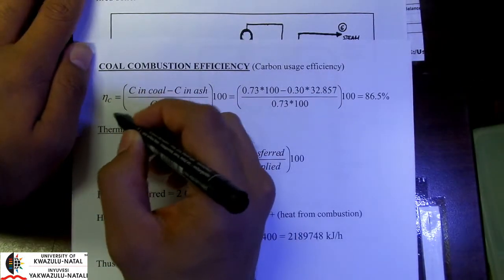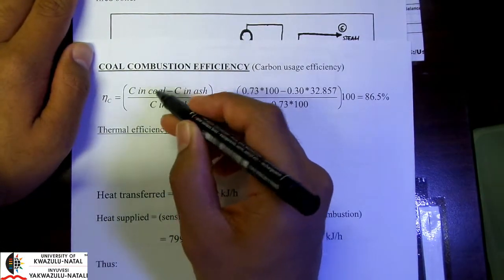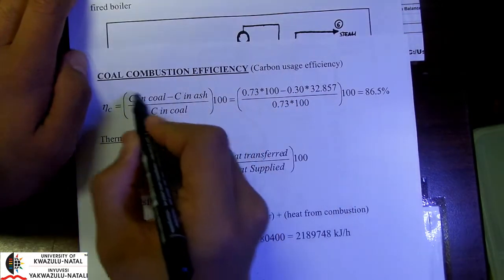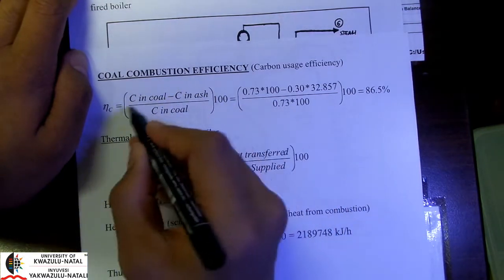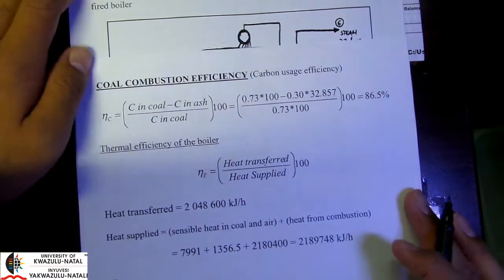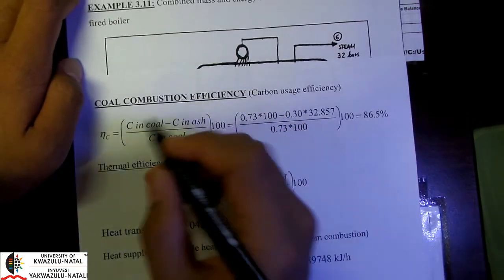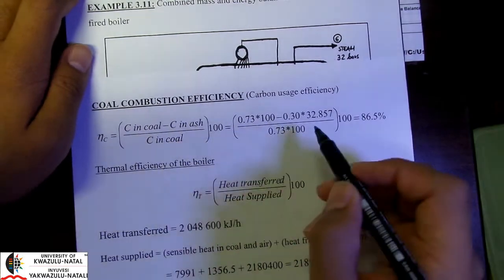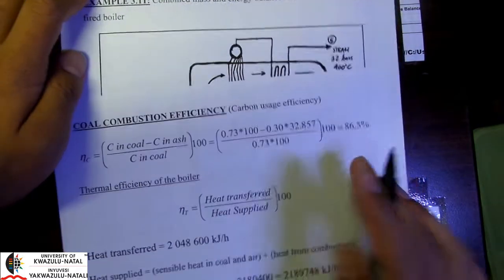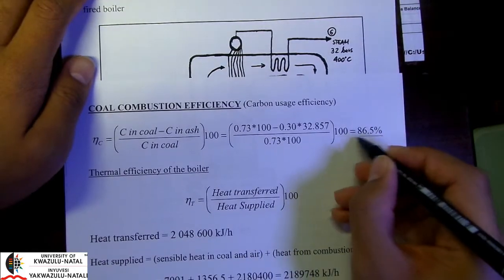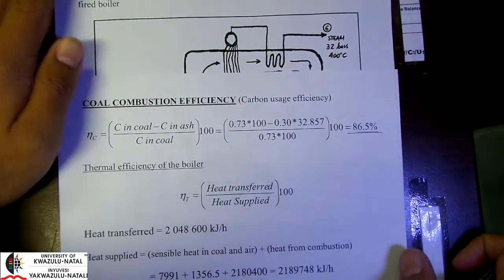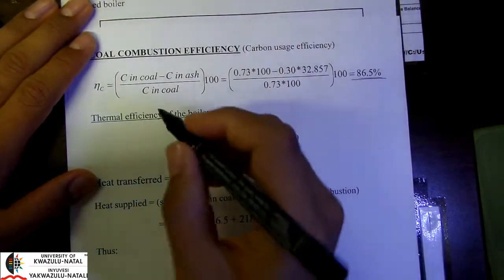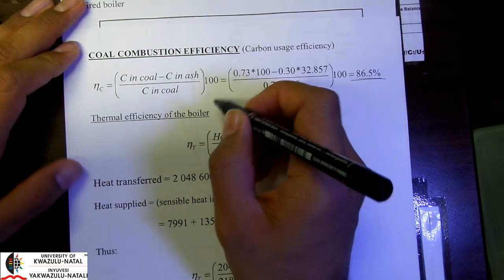So our carbon usage efficiency is the carbon originally in the coal, minus the carbon in the ash, divided by the carbon in the coal. Now this difference is ultimately equal to the amount of carbon that has been combusted. We've already calculated the amount of carbon in the coal and in the ash, so it's a simple calculation to obtain our carbon usage efficiency of 86.5%. Okay, so that's our first parameter found.